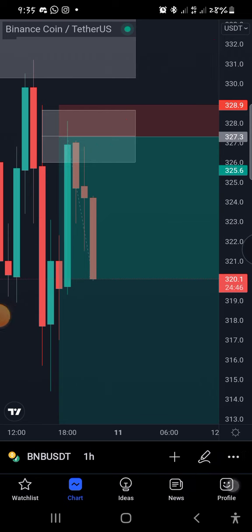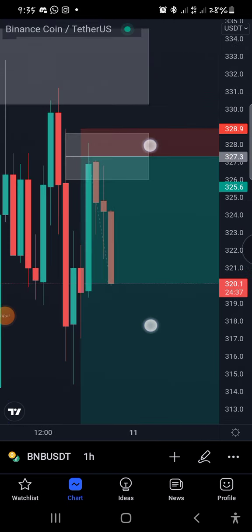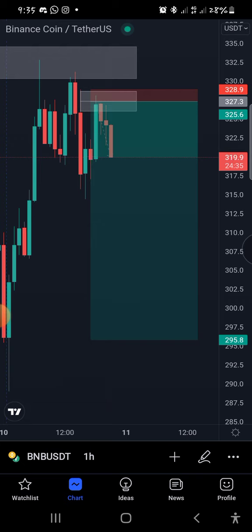Okay, so let's assume you are risking $10, and now the stop loss is what? The stop loss is just 0.49. Let's assume it is 0.5. Okay, now what does that mean? It means 0.5 multiplied by 20x leverage, right?